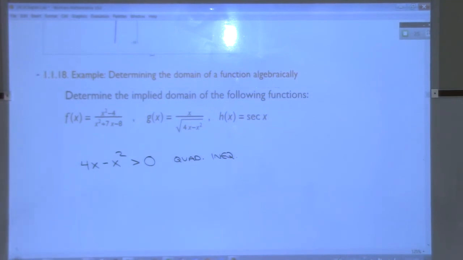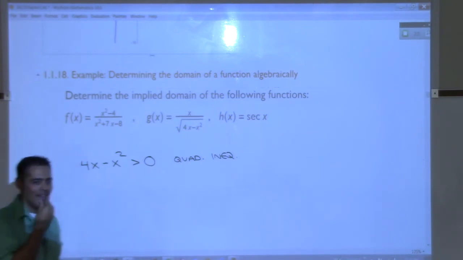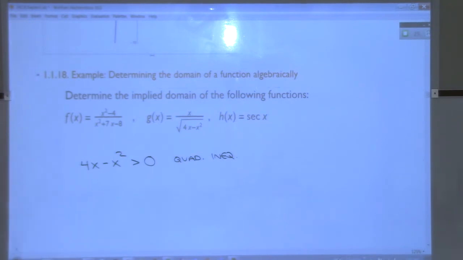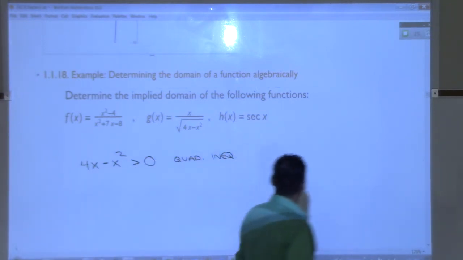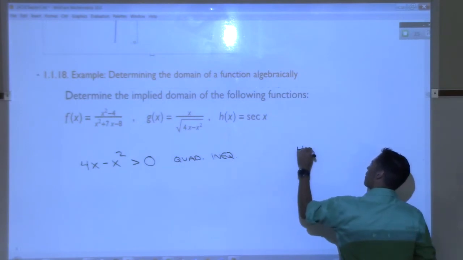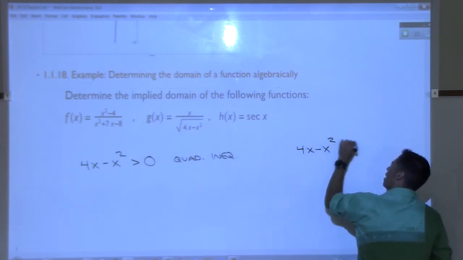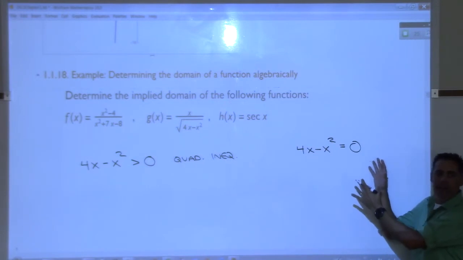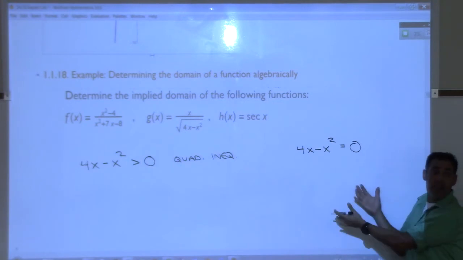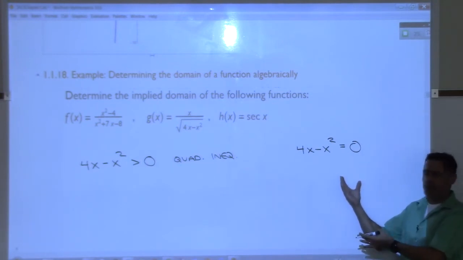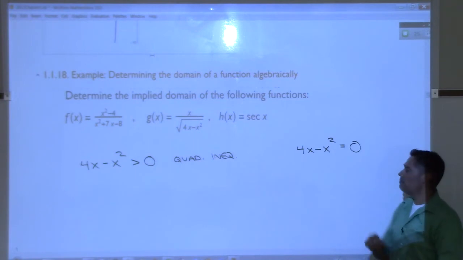Take a shot. Al? I thought I saw you raise your hand. Yeah, go for it, Al. Well, what I do is I just momentarily make it an equation, and then factor it out, and then identify those 2 points. Okay, so you're saying we're going to temporarily act like it's an equation, and then figure out what would make this thing equal 0, right? And somehow use that to figure out where it's bigger than 0. Right. Okay, I like that idea.